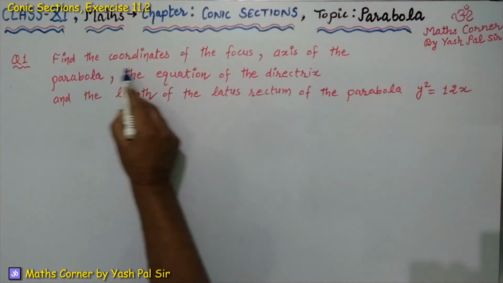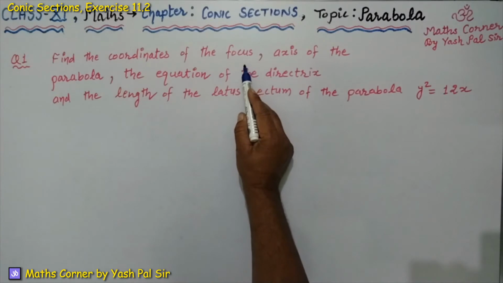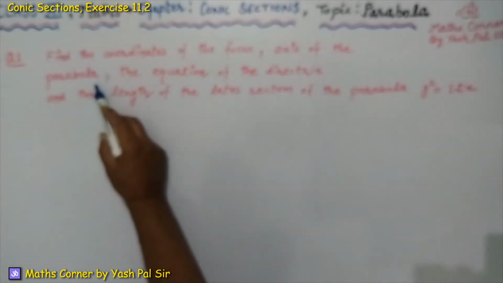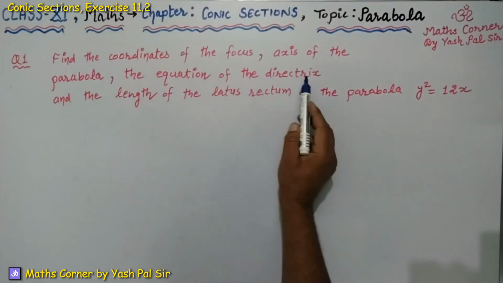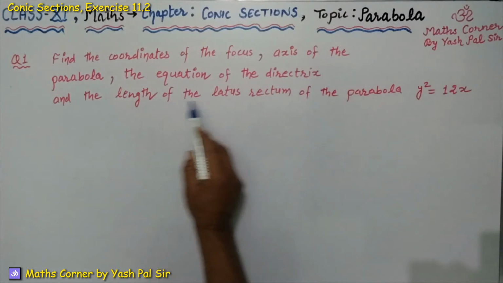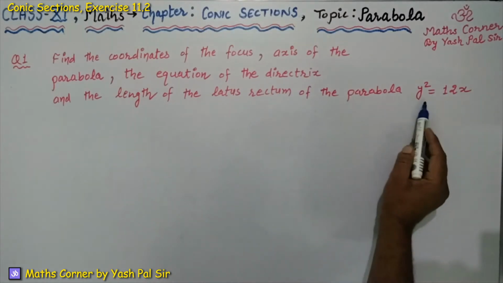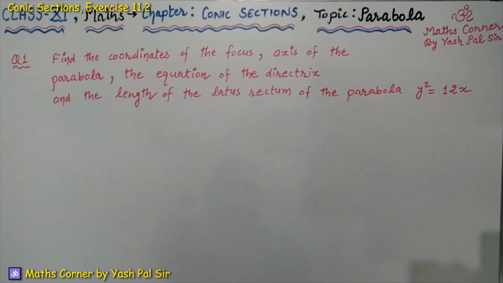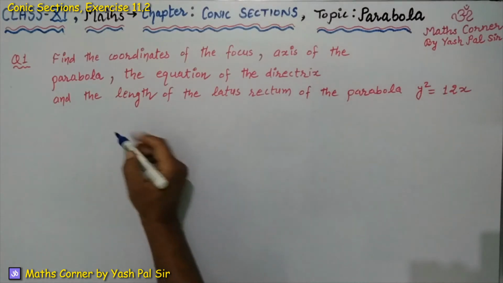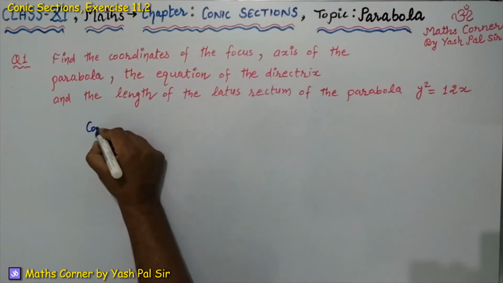The very first question of the exercise is: find the coordinates of the focus, axis of the parabola, the equation of the directrix, and the length of the latus rectum of the parabola y square is equal to 12x. So how to start these questions?